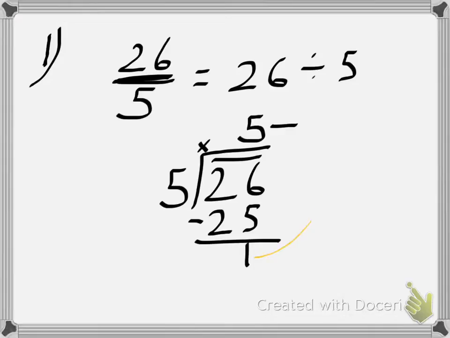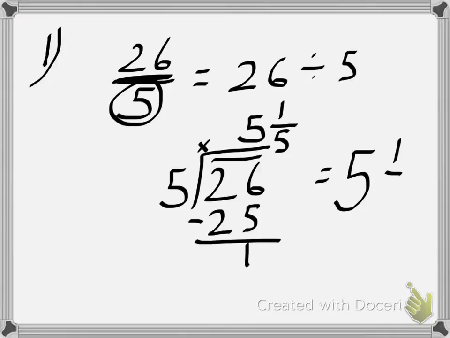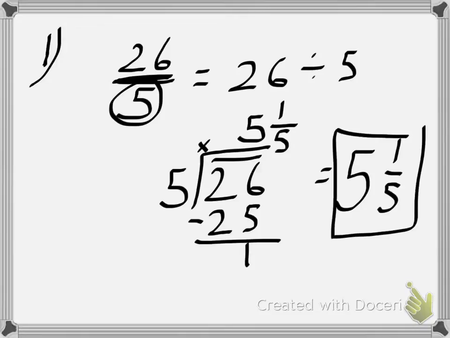First of all, our remainder goes up as part of our numerator. So we're going to go ahead and put the 1 up here. And our denominator was 5, and the denominator is going to stay the same. So our answer is 5 1/5. Okay. So a fraction is a division problem.